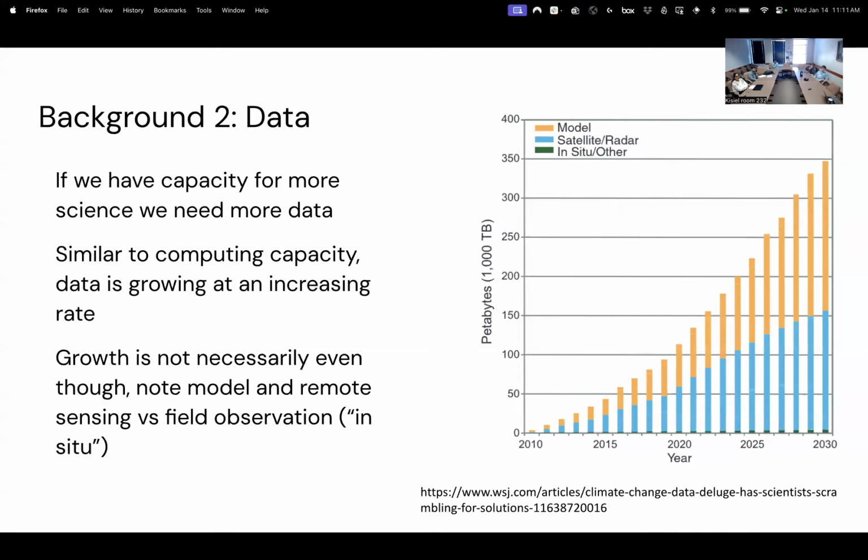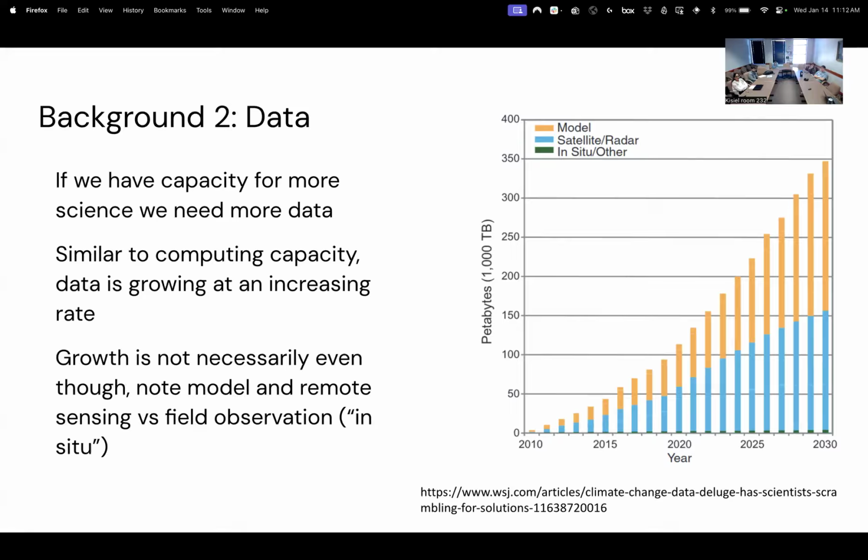And then on the other side, of course, is the data. So if we have more capacity to process stuff, we want more data. And so data is growing at this increasing rate. So this is just a little figure showing growth of Earth science data. I believe this was, if I remember correctly, a NASA thing, but you can see we're talking about hundreds of thousands of terabytes in terms of data storage, and processing that requires specialized knowledge in computing and programming stuff.